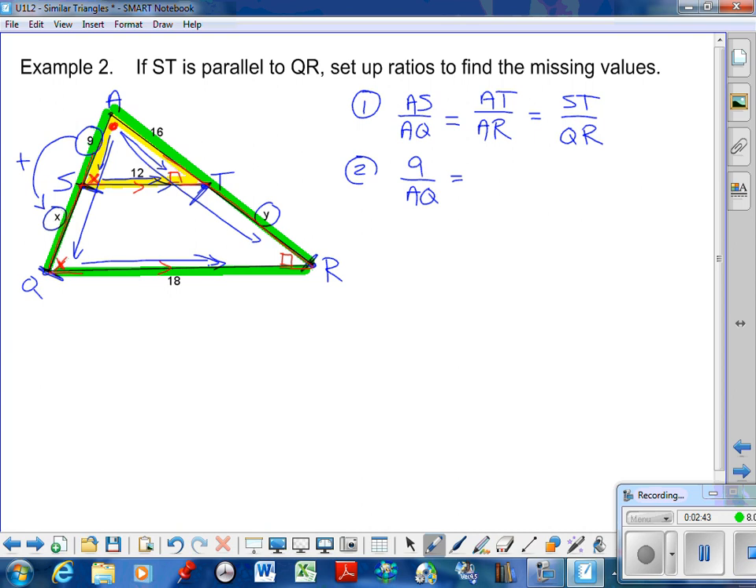AT is 16. A to R is the same thing. It's 16 plus Y. So I'm going to teach you a way to skip doing 16 plus Y in the fraction.